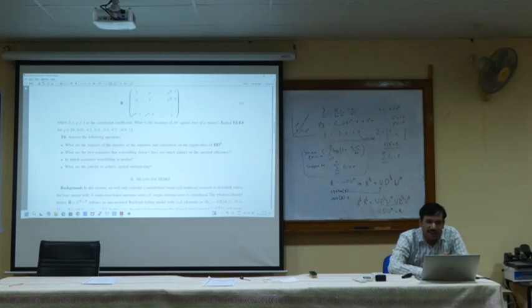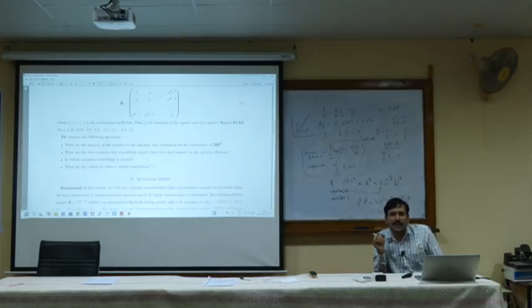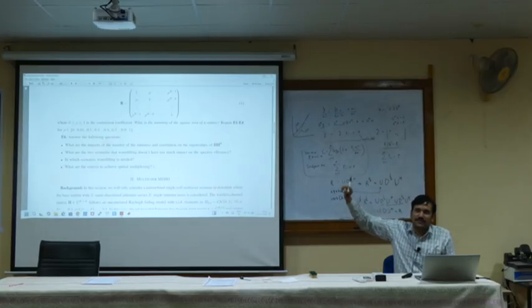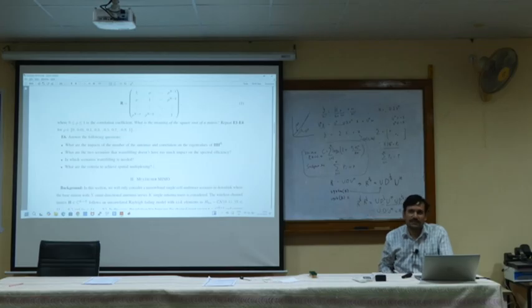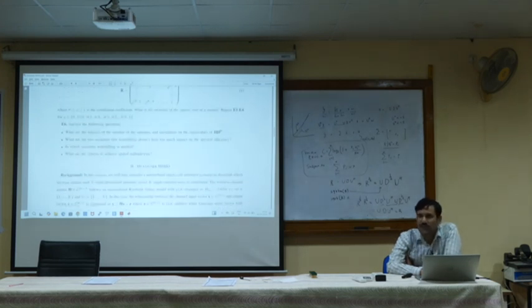What are the criteria to achieve spatial multiplexing? No correlation. The highest spatial multiplexing gain is what? The slope of rate versus SNR at high SNR. If you plot the rate versus SNR curve and see the slope at high SNR, that will be your multiplexing gain. You will achieve the highest rate or highest multiplexing gain when your channel is uncorrelated. If your channel has correlation, it will reduce the rates.